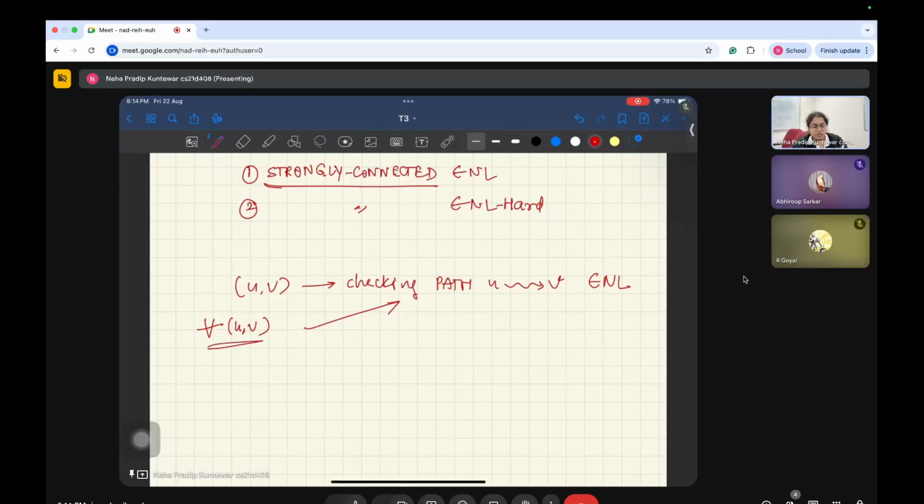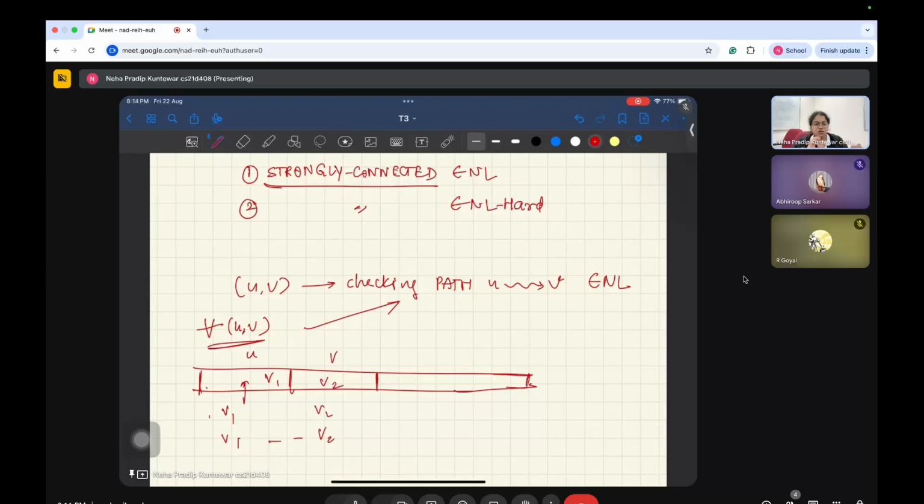Exactly. What you can do is keep some space reserved for U and V. You can start off from V1, V2, and use counters to go through all possible pairs. For a specific pair, you use a logarithmic amount of space to check whether there is a path. Once you are done, you use your counters to change this pair to something else, and for that pair you again reuse the same space and check. So we have to go through all the pairs, but we are reusing the space again and again and solving this problem.